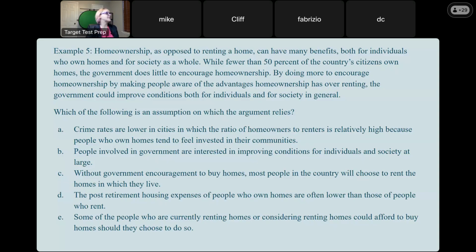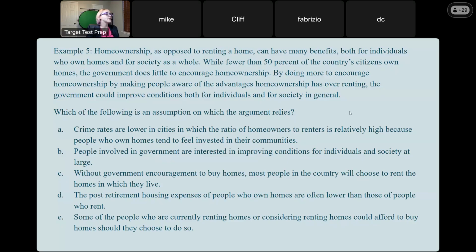Let's go through this. Home ownership, as opposed to renting a home, can have many benefits, both for individuals who own homes and for society as a whole. While fewer than 50% of the country's citizens own homes, the government does little to encourage home ownership. By doing more to encourage home ownership by making people aware of the advantages of owning a house over renting, the government could improve conditions both for individuals and for society in general.